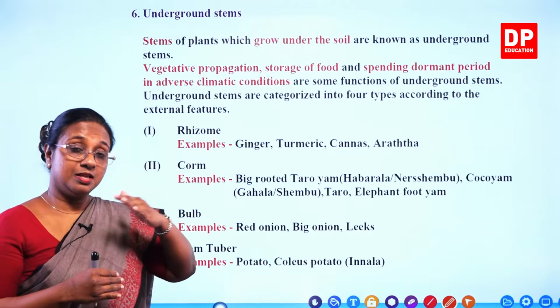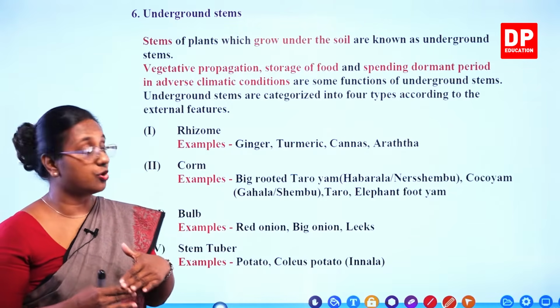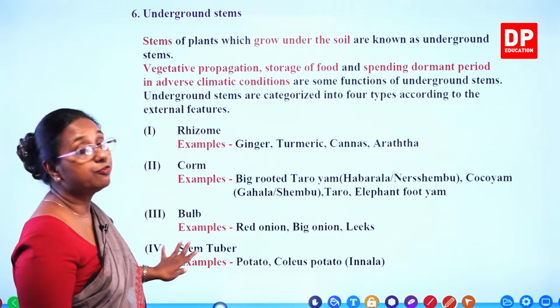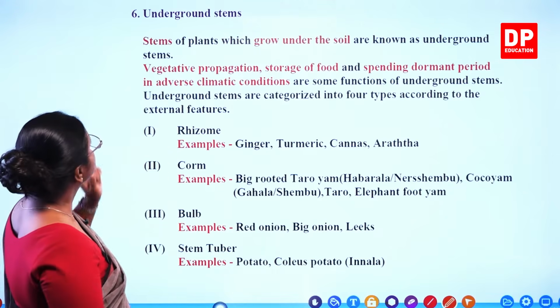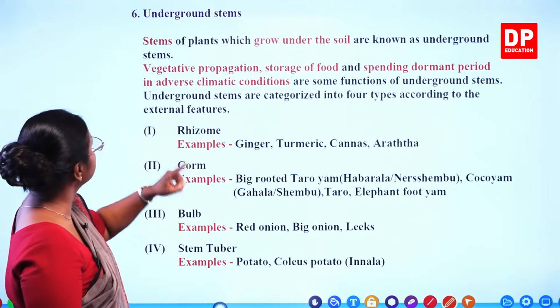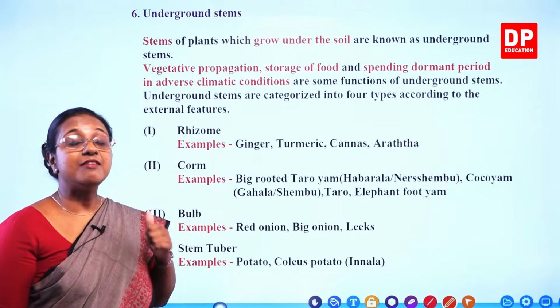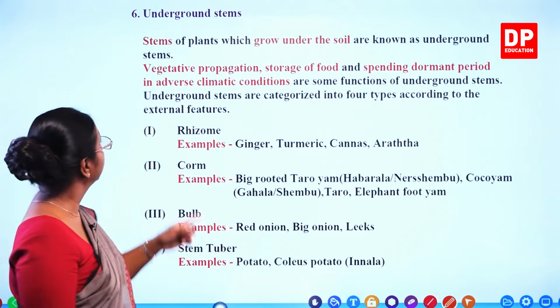Normally, stems grow above soil. Here, the stem is going to grow below the soil. Under that, there are 4 different types. Stems of plants which grow under the soil are known as underground stems. And these underground stems have different functions.